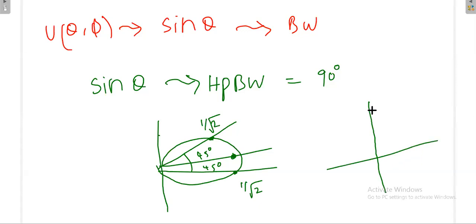When cos theta is 0, this is maximum. Then at what point will you get 1 by root 2? Please somebody tell me. This is cos theta, this is 0 degree. At what point will you get 1 by root 2? When does cos theta equal 1 by root 2? 45. Does 45 come? I think so. Sir, for half power the magnitude is only 1/2.